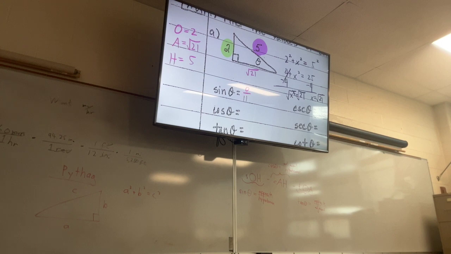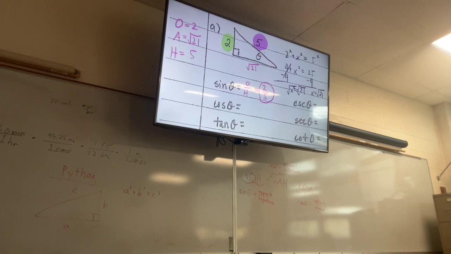So if sine theta is opposite over hypotenuse, what's the sine here? 2/5, yep. What's the cosine? Adjacent over hypotenuse. So what's a over h here? Root 21 over 5, yeah. What's tangent?